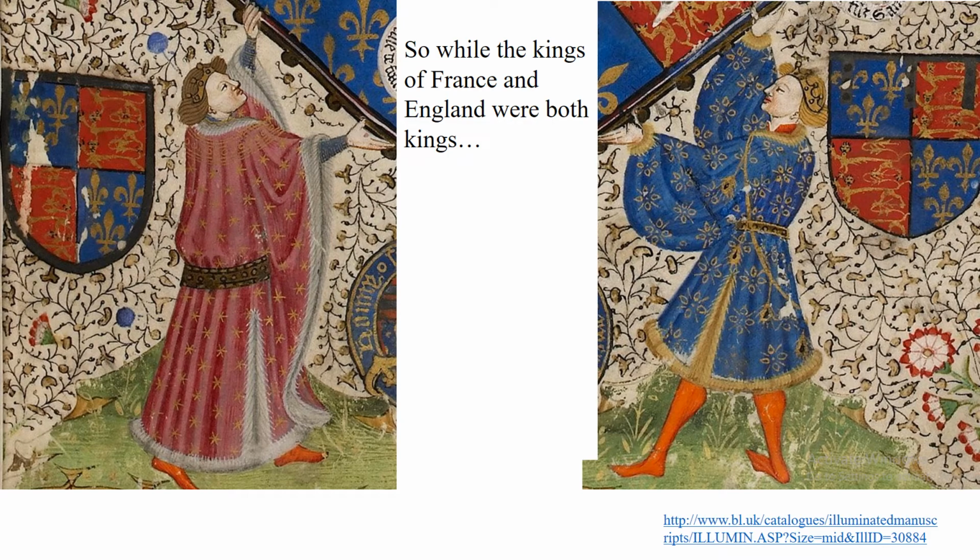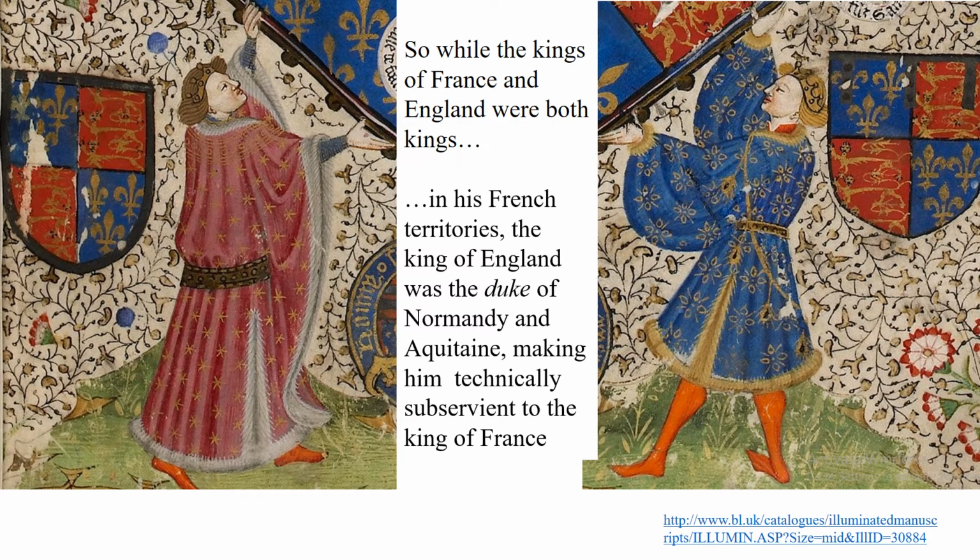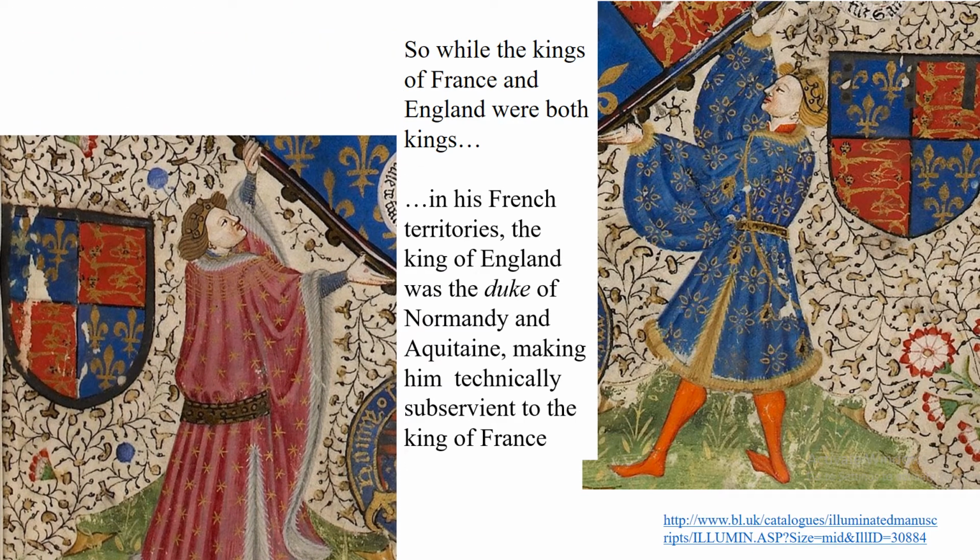So while the kings of France and England were both kings, in his French territories, the King of England was the Duke of Normandy and Aquitaine, making him technically subservient to the King of France.